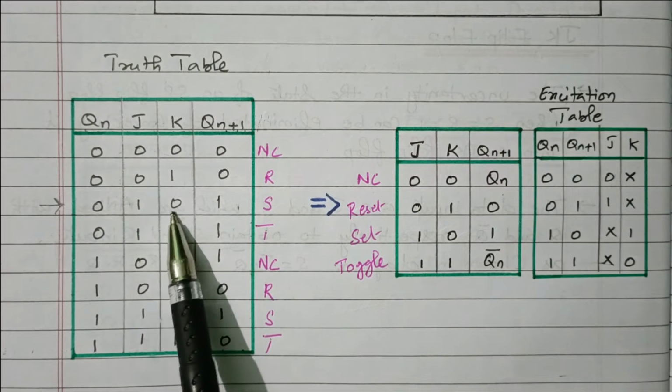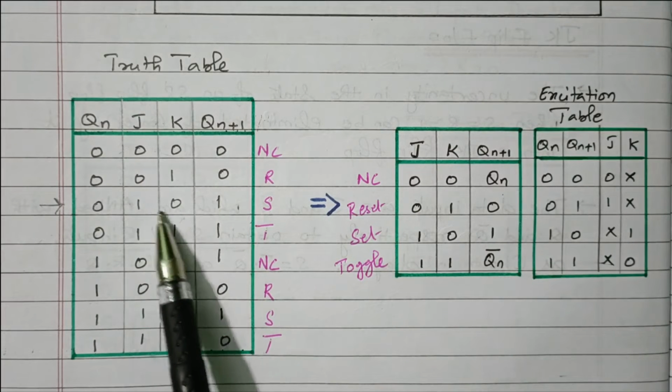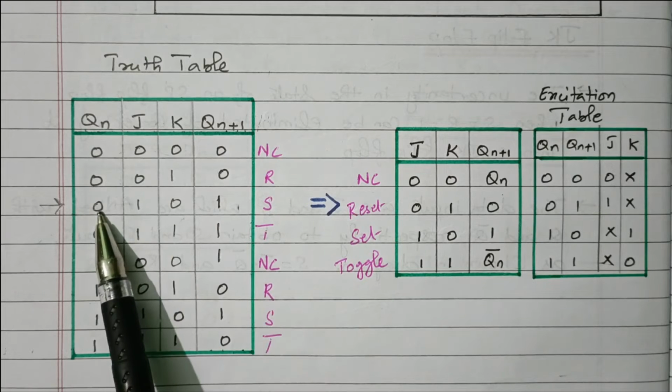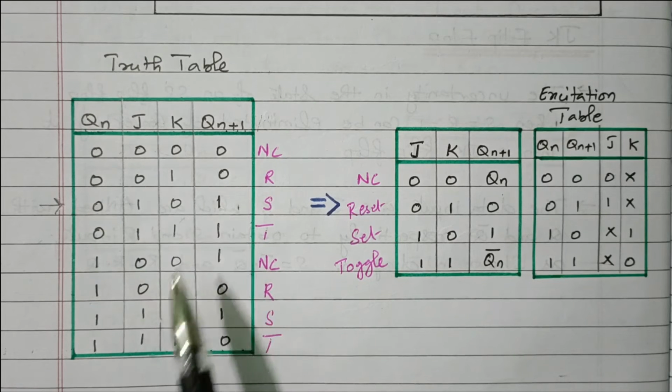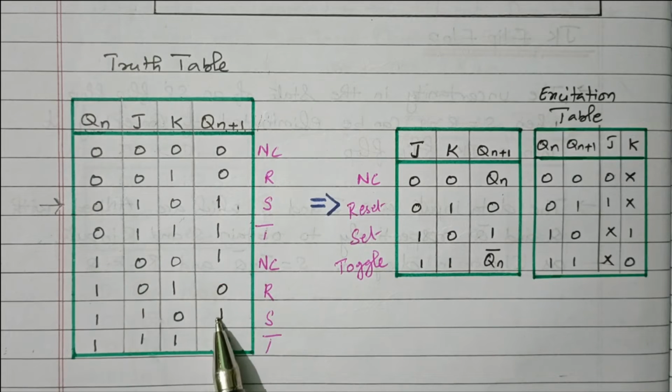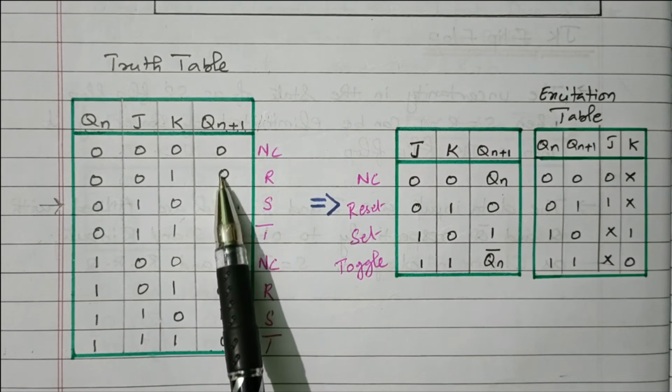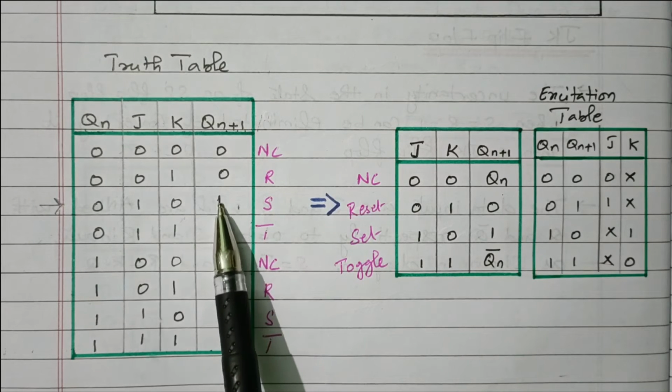Then 1, 0 means set. It will set, meaning the output is 1. Now the 0 is changed to 1. Here 1 is already there, so the same thing will be maintained. Right? So 0, 1 means reset 0, and 1, 0 means set 1.